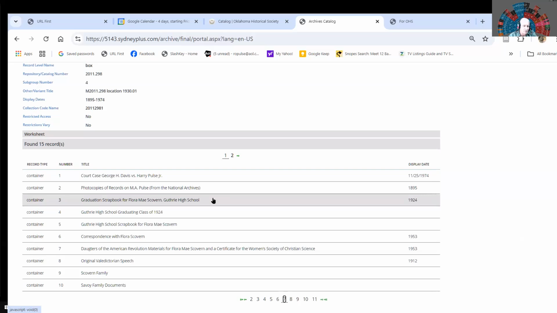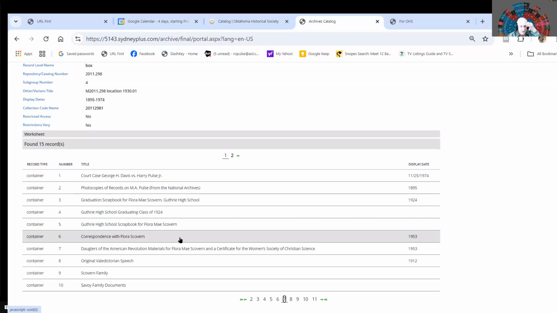Graduation scrapbook for Flora May from high school. That's her scrapbook from graduation from high school. High school graduating class 1924. That's Flora. Guthrie High School scrapbook for Flora May. I don't know what the difference between these two are.